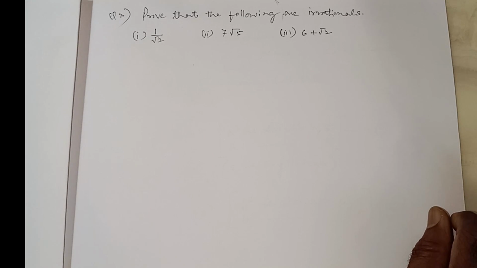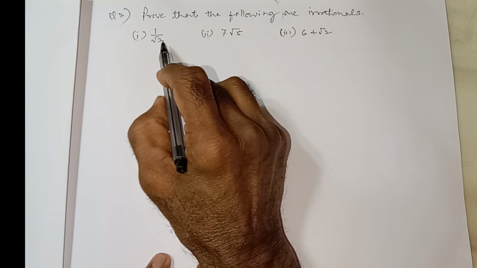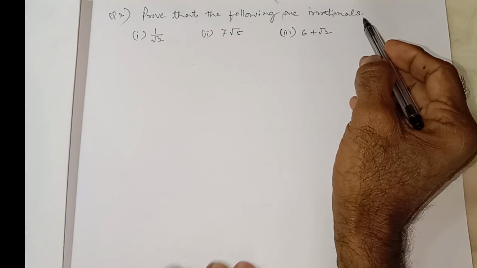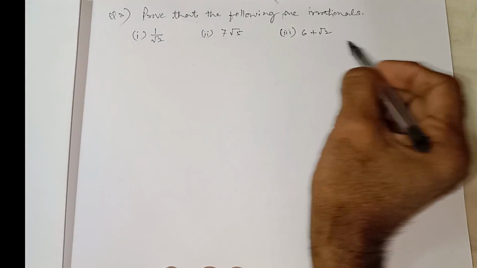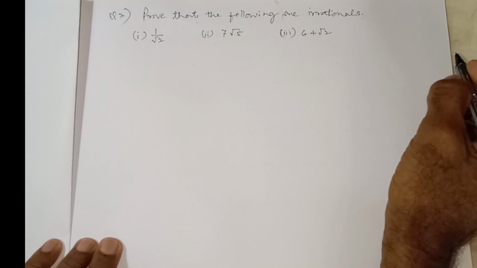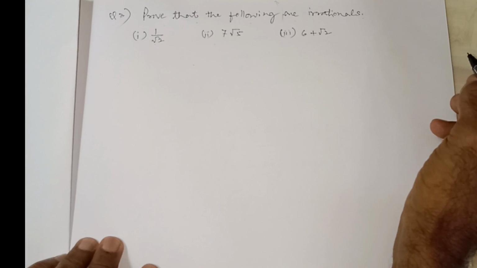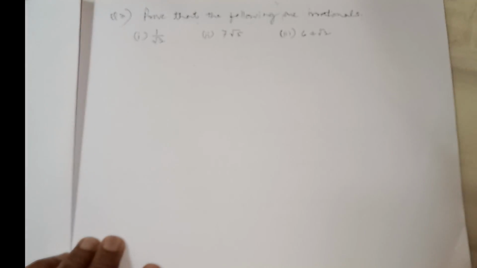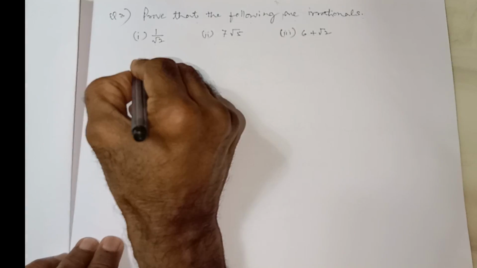Now moving on to the third question. This third question says, prove that the following are irrationals. There are 3 sub-questions. It is very easy now, as we have already done 2 questions and we started by assuming that the given numbers are rational numbers. Similarly, we start here also.